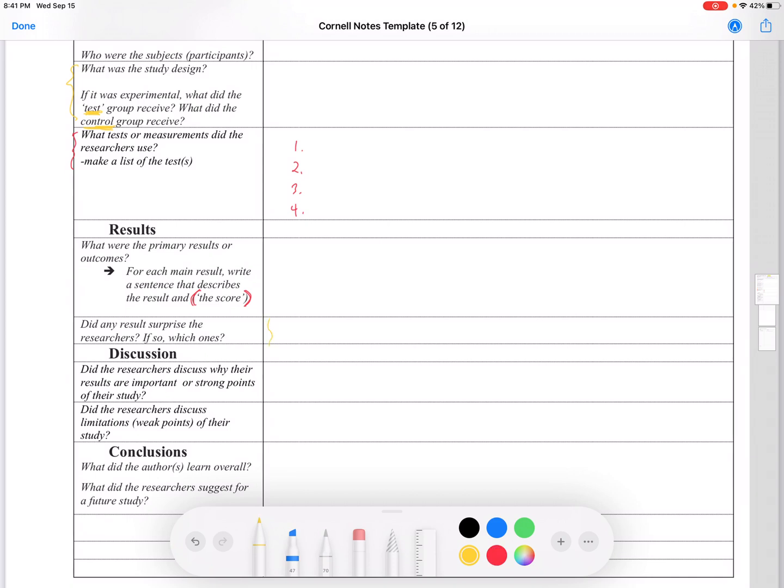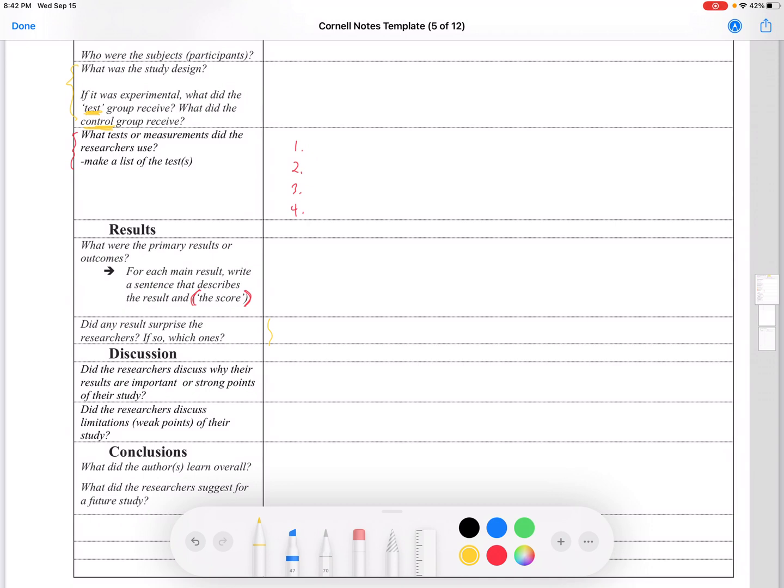Next, the discussion section. In the discussion section, look for why the researchers said that their results are important. Or read between the lines. What are the researchers saying is the main result, and how did that link to the goal? Or how does that help the medical field? Write that down.